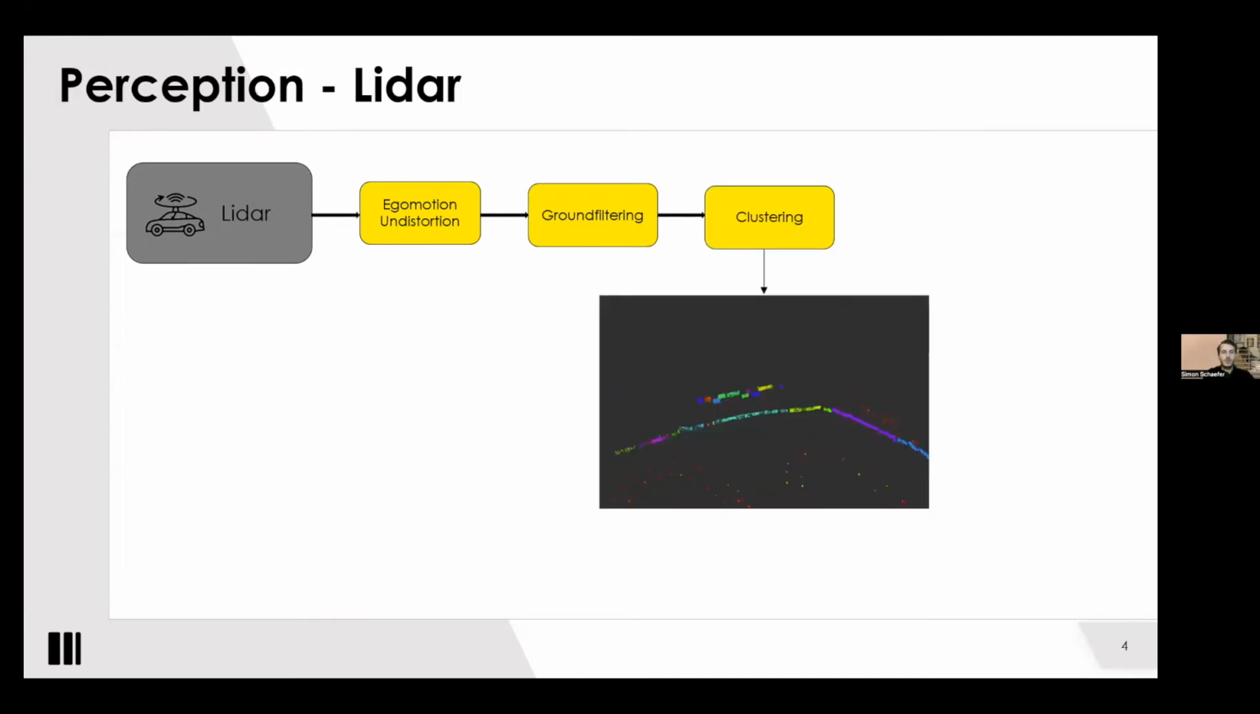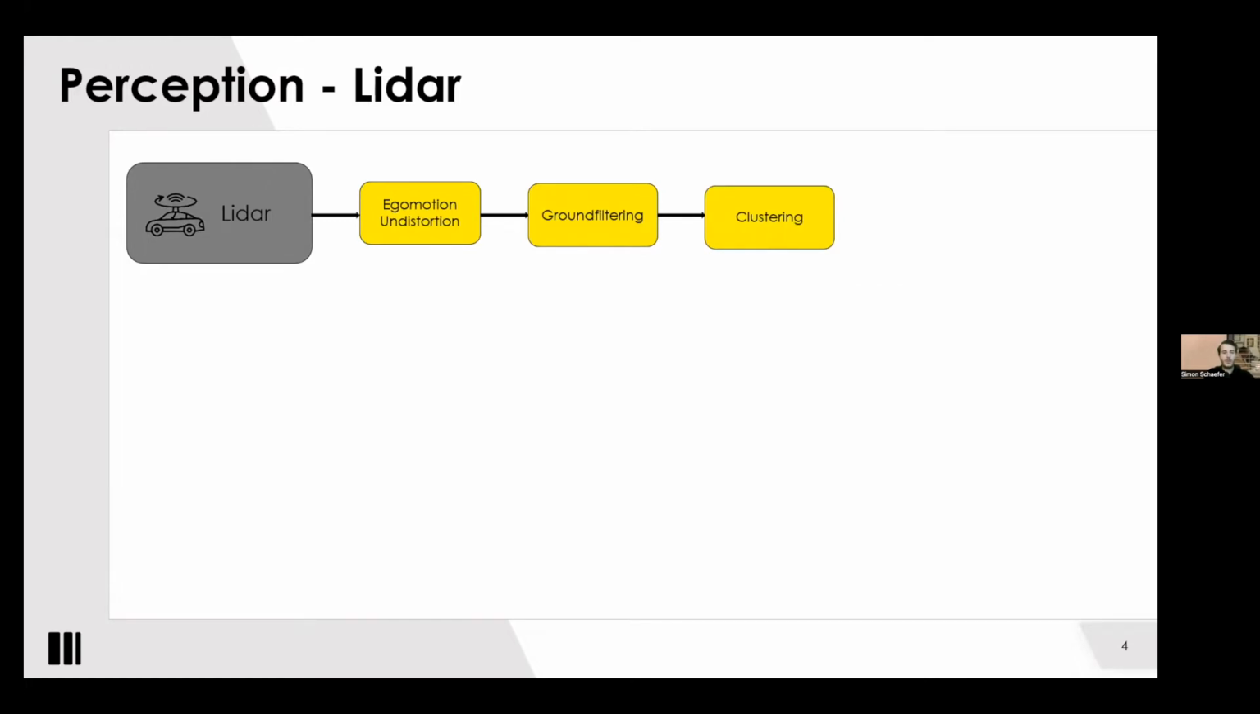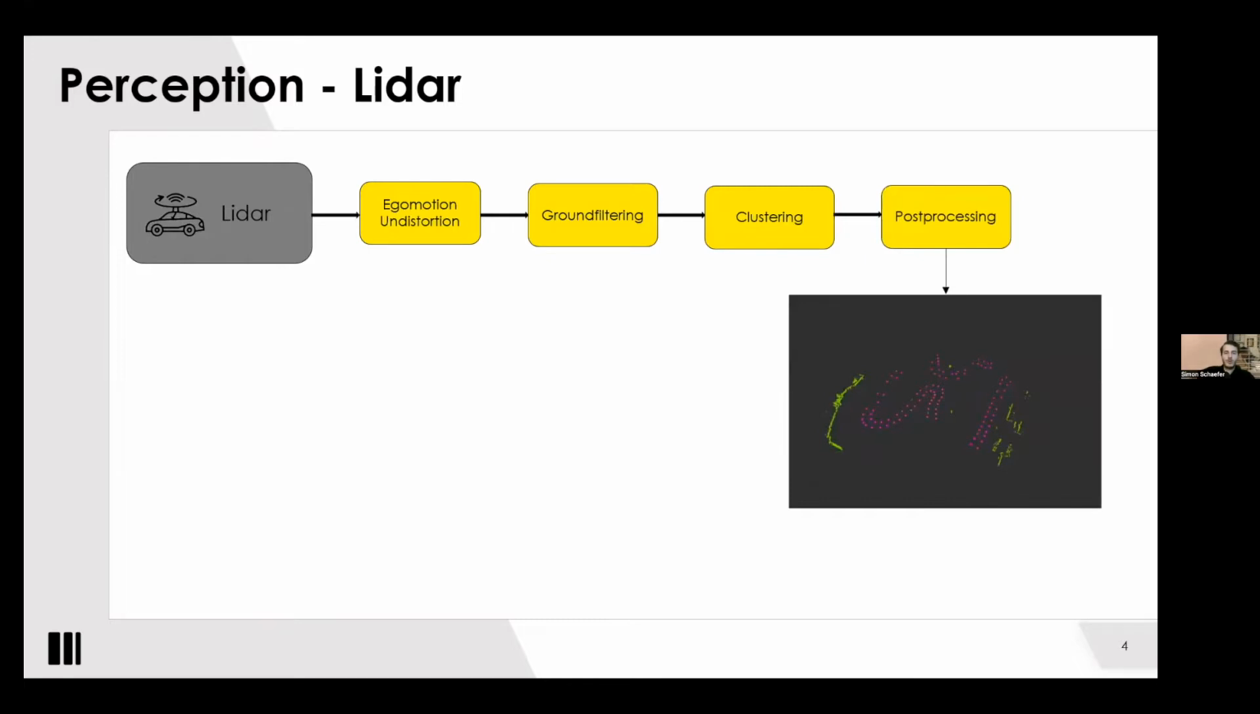The next step, from these non-ground points, is to perform some clustering. It's a simple Euclidean clustering. We also tried out DBSCAN. And for post-processing, you take the clusters that you had, and based on the characteristics of the cones as we know them, their size, how they usually are in groups, you can filter out many, if not all, of the other clusters so that you're only left with the cones.